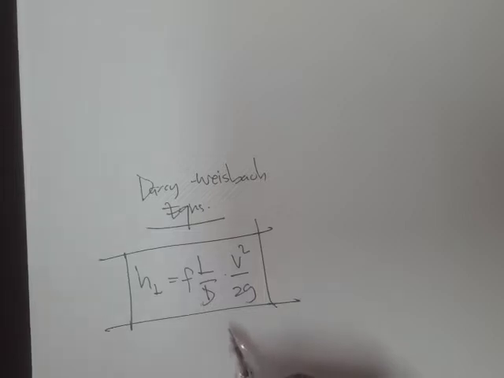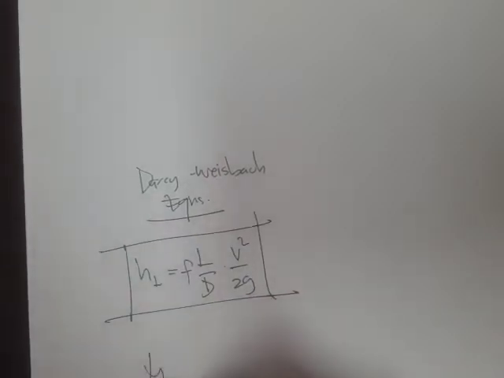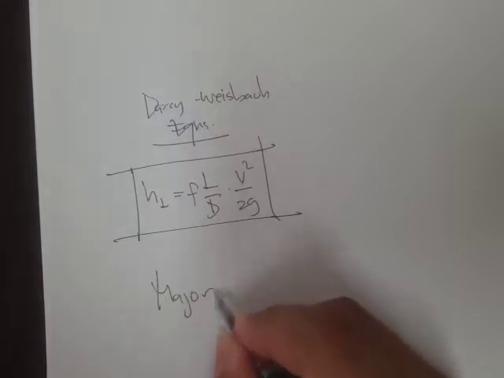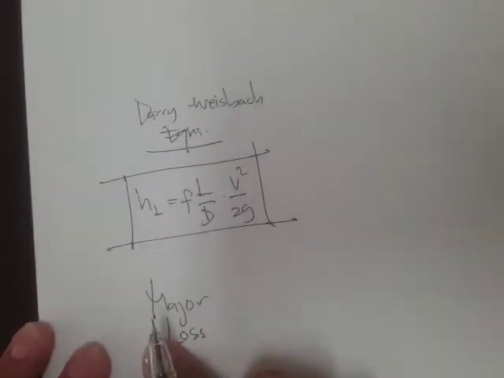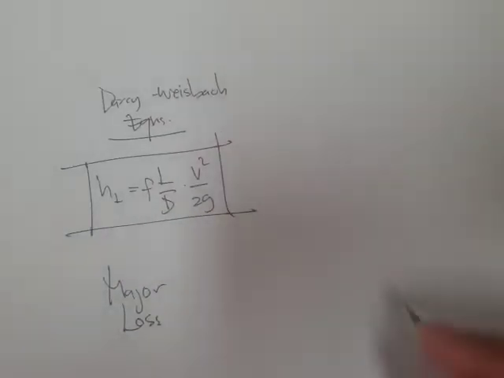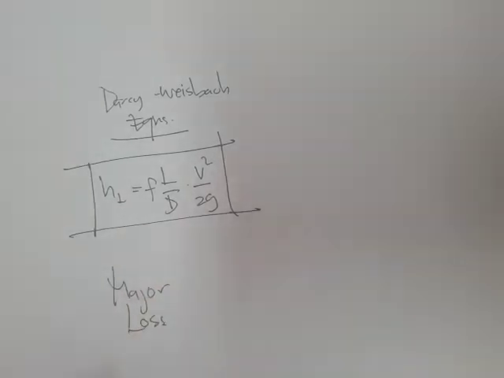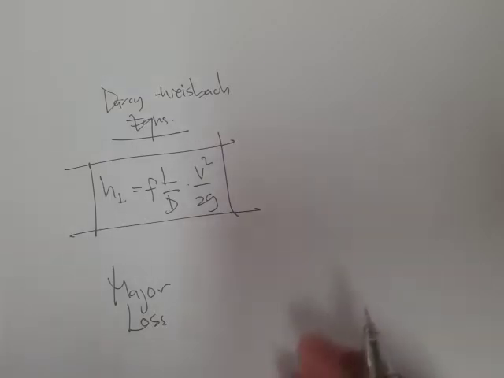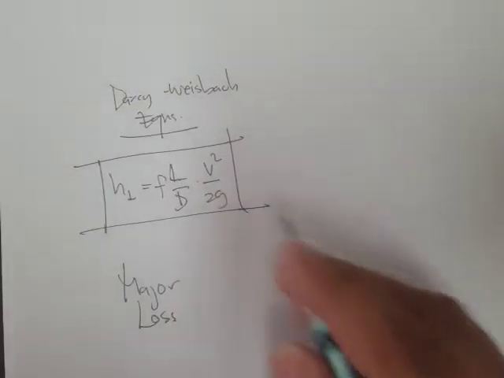Okay, so this head loss is actually referred to as the major loss. And if we have a major loss, then there are also losses that are called minor loss. The physical interpretation is that this major loss refers to the pipe length, the losses along the pipe length. That's why we have this L over D.